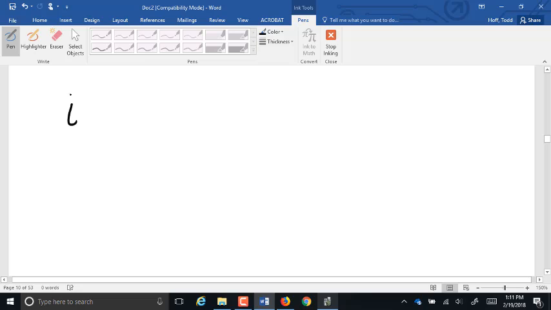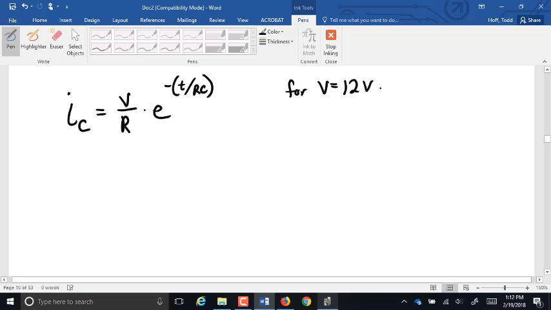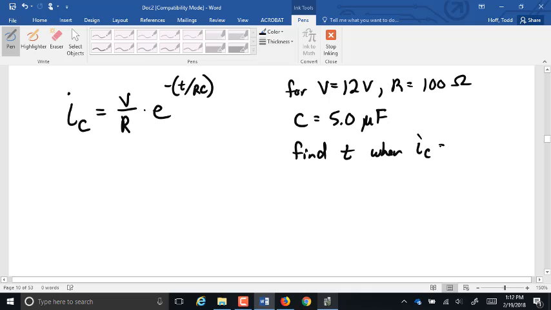If I give you a formula like this, it says the current through a capacitor is equal to voltage divided by resistance times e to the power of negative t divided by RC. For V equals 12 volts, R equals 100 ohms, C equals 5.0 microfarad. Find t when IC equals 5 milliamps.